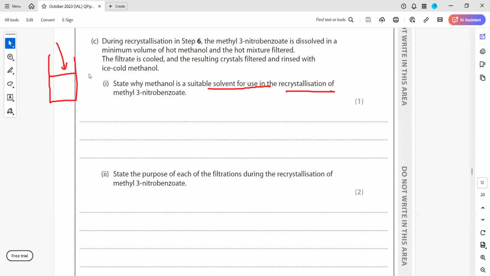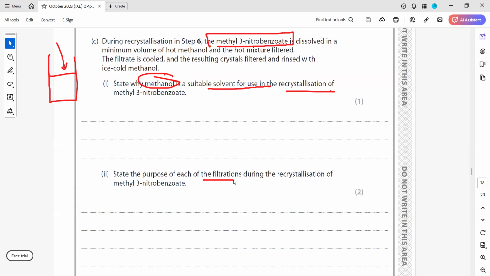We just want to justify our answer with reference to the methanol. The methanol is suitable because the methyl 3-nitrobenzene solubility changes with temperature. At high temperature it is more soluble, and at low temperature it is less soluble.